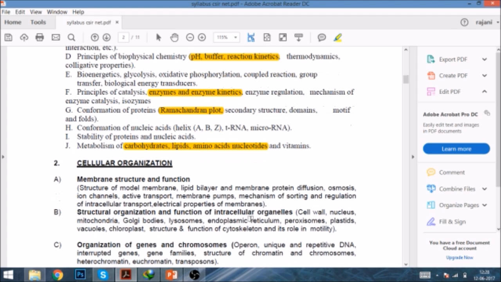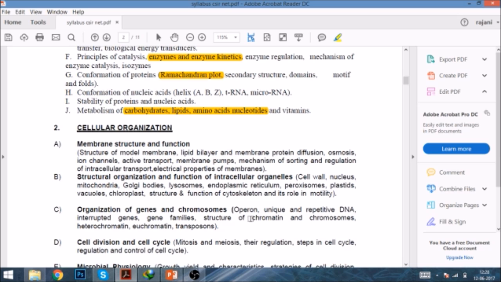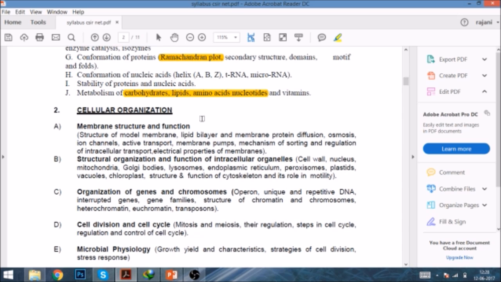So come to the next, which is cellular organization, and here the membrane structure and functions are basically asked from the plasma membrane, active transport, how the ion channels are involved, and what the membrane potential is.